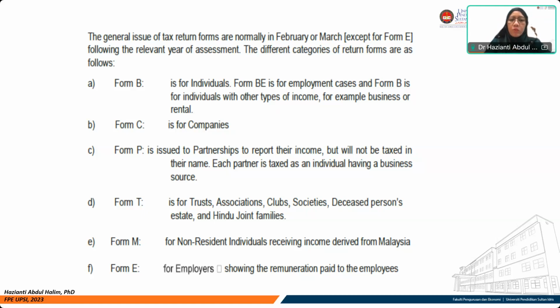And we have Form P issued to partnerships to report their income. But as you all know, a partnership will not be taxed in its name. Each partner is taxed as an individual having a business source, so they will have business income rather than a partnership form. And then Form T is for trusts, associations, clubs, societies, and deceased persons' estates, the ones that we covered under the topic trust, estates and settlement. And Form M is for non-resident individuals receiving income derived from Malaysia. And Form E is for employers to show the remuneration paid to their employees.